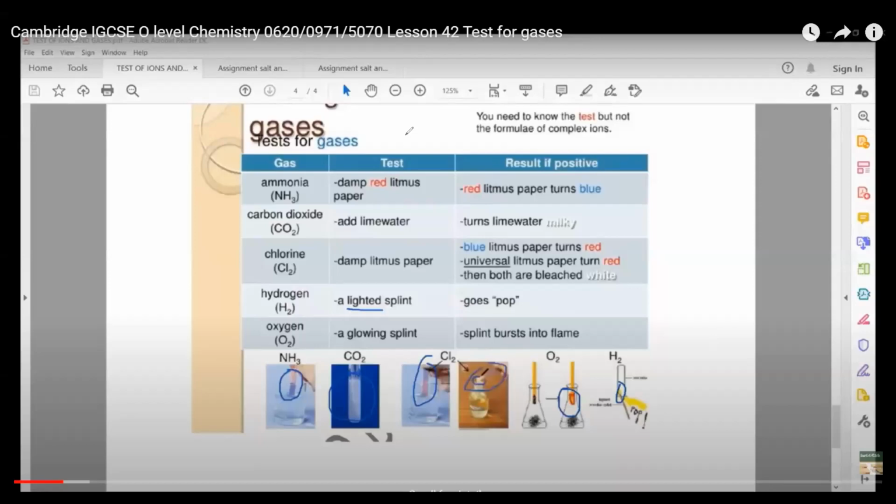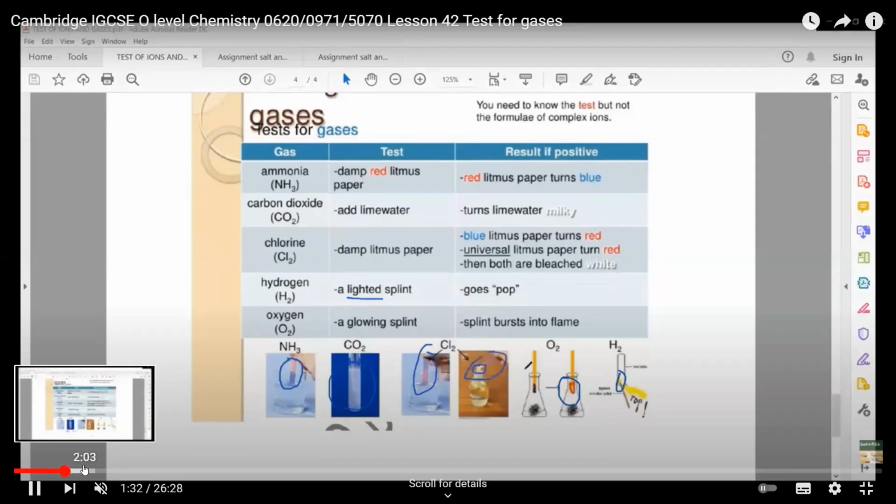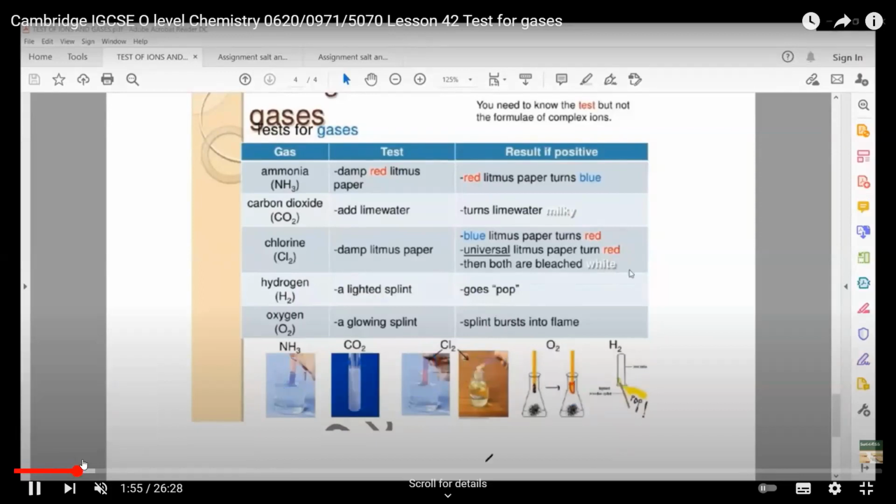So to identify the gases, we can use these tests and these observations to identify the gas given off. In this video, they also show how the gas is produced, but you don't have to learn how gas is produced. The important thing is you should learn how we can identify that gas.